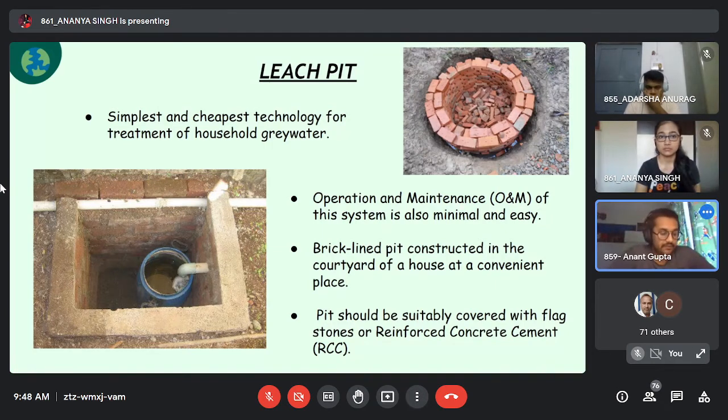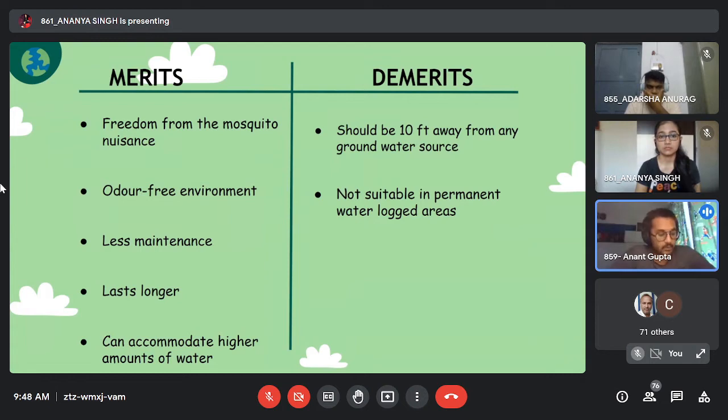The merits of this method are it maintains an odor-free environment. There would be no mosquito nuisance. O&M costs are negligible and there are no drains required. Demerits are that the pit should be as near as possible to the source of our wastewater and it should be 10 feet away from any groundwater source. It is also not suitable in permanently waterlogged areas.